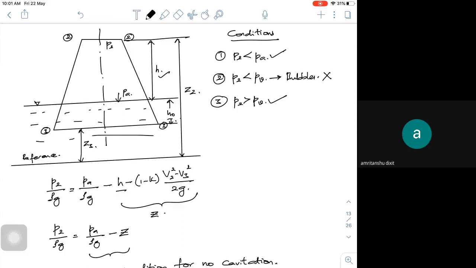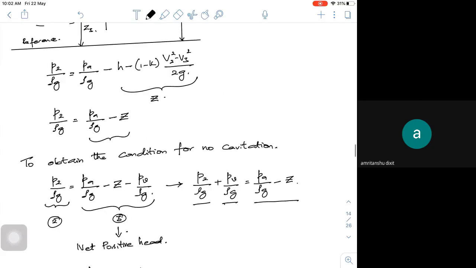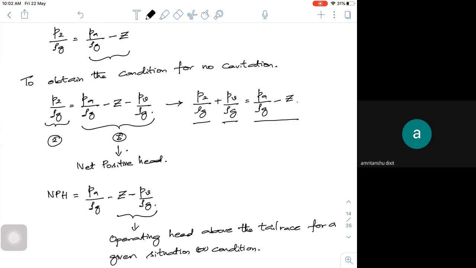That should not lead to the pressure at this particular point P2 going below your vapor pressure. If I'm able to achieve that condition, then your whole turbine is safe. And the whole thing, what we call as net positive head actually. It is not net positive suction head, that is different, that you used to see in centrifugal pumps. There we call this net positive head.